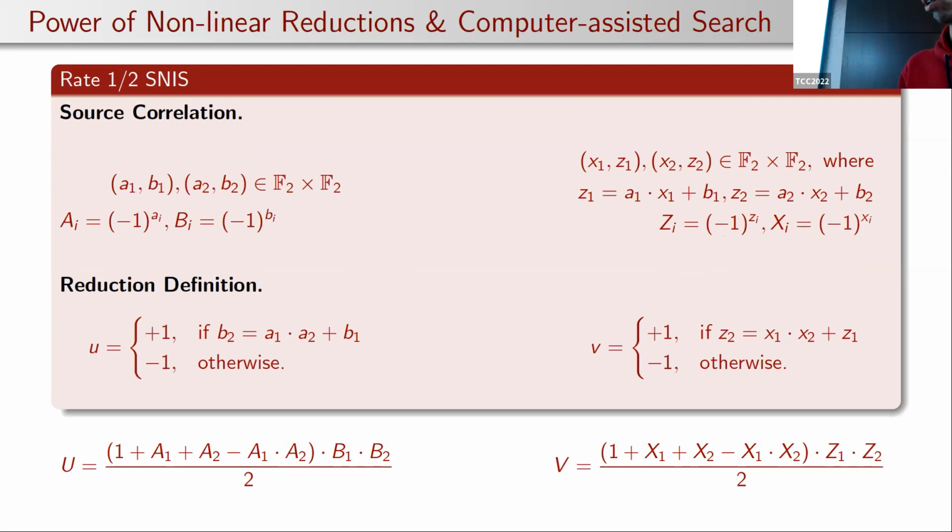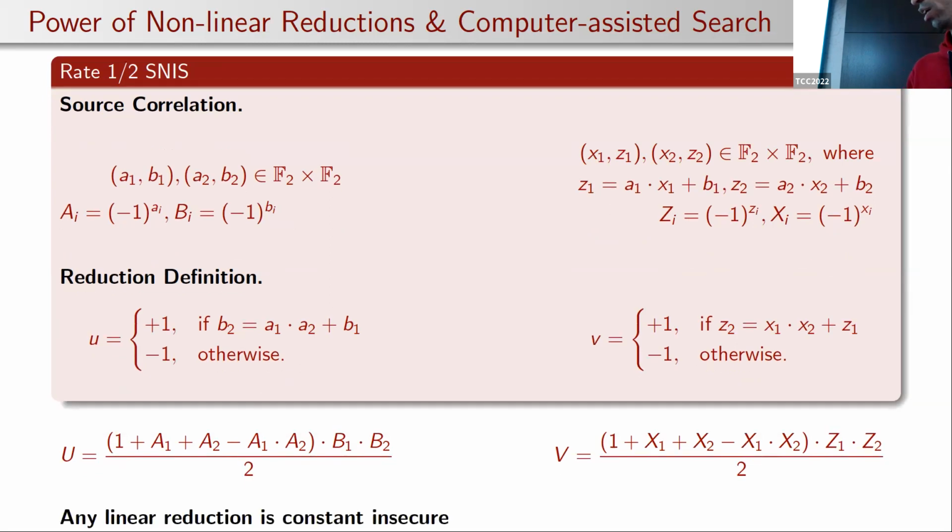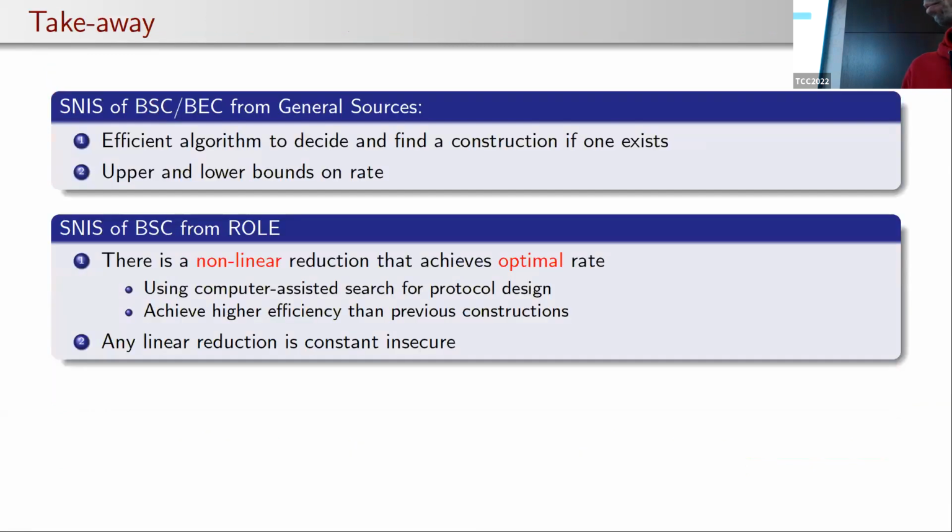We showed that this is the reduction function, if you use -1 and 1 instead of 0 and 1, and we see that these are not linear constructions. And we showed that any linear reduction is constant insecure. And this is the summary of our work.